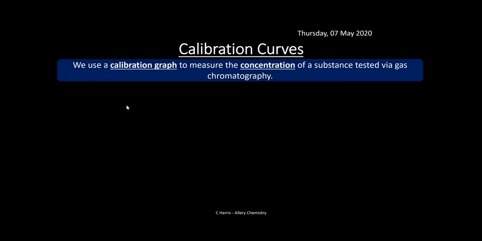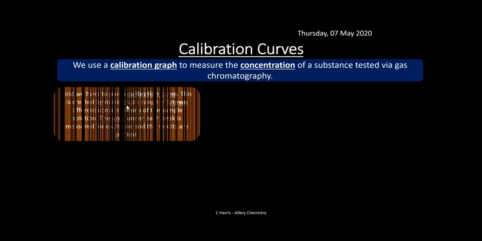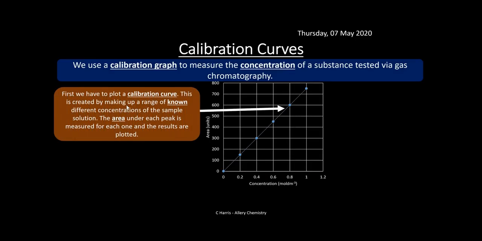Okay, so we use a calibration curve to measure the concentration of a substance tested via gas chromatography. And you might have seen calibration curves before. So first of all, what we have to do is plot a calibration curve. This is created by making up a range of known different concentrations of the sample solution. The area under each peak is measured for each one and the results plotted.